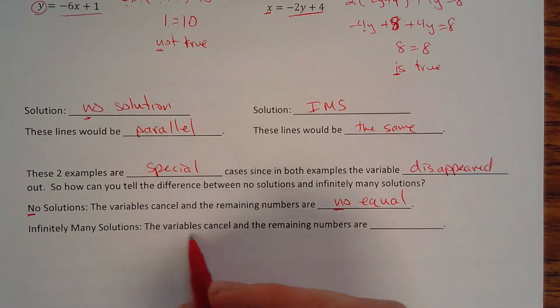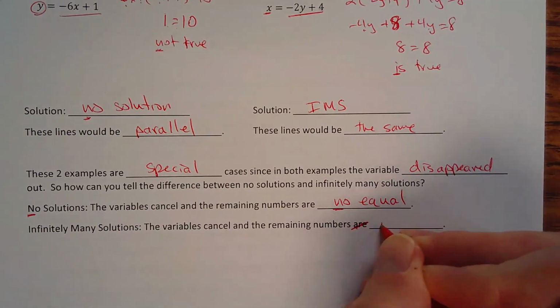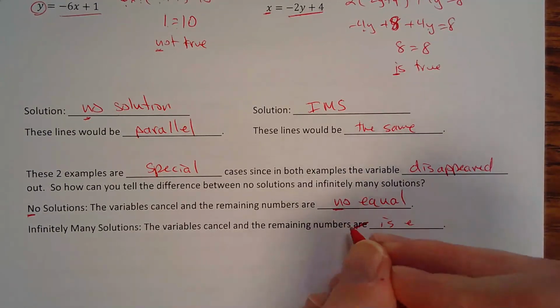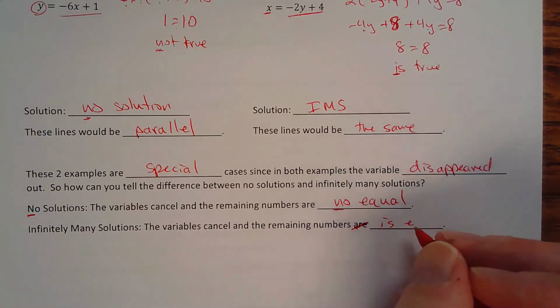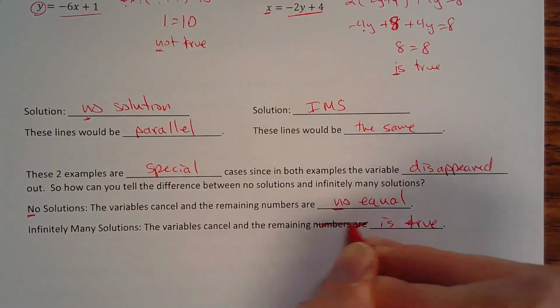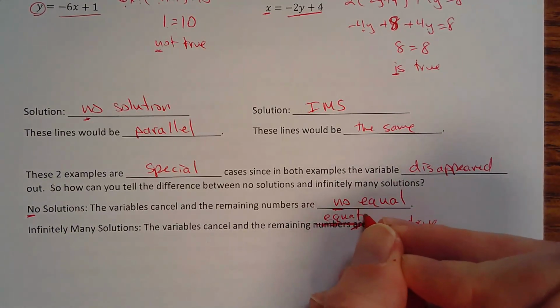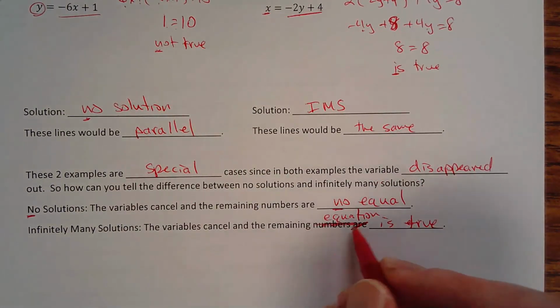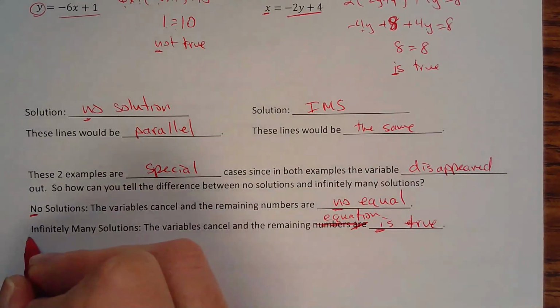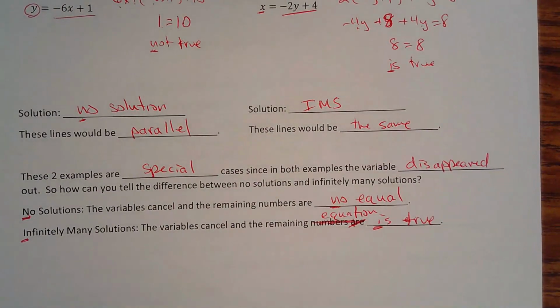Infinitely many, the variables cancel and the remaining numbers are, in fact, I'll change this to is equal. Doesn't make sense, numbers, but is true. Maybe we'll say that. So is true. The remaining equation, I don't like that. I wish I had changed that. Equation. So the variables cancel and the remaining equation is true, infinitely many. Not true, no solutions. Hopefully that helps you remember. So hope you enjoyed that.